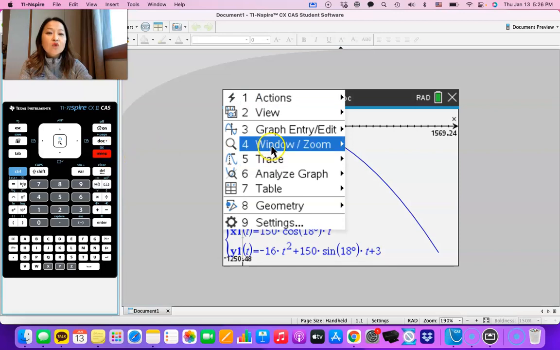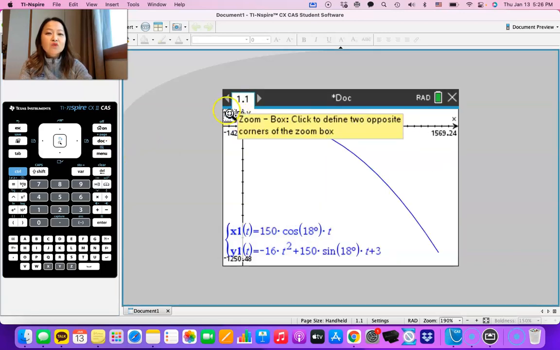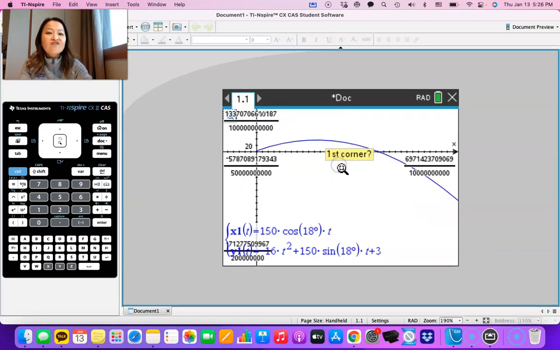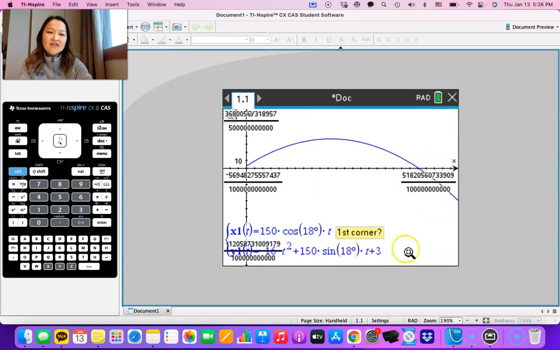So what I'm going to do is go to window and zoom, and I'm going to box the part that I want to see. I want to focus there. And if you want, you could do even better, like larger. That looks pretty good. That's the path of the ball.